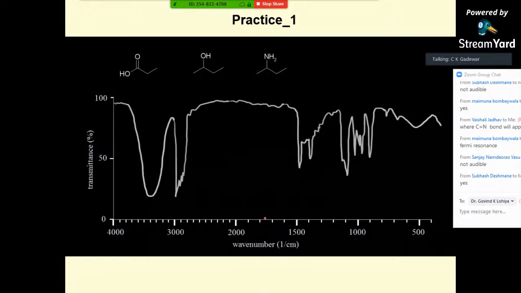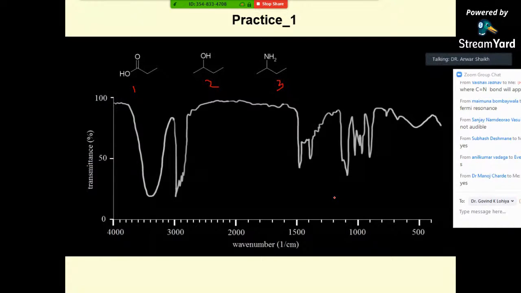Continue. Yeah. So here, let us have some examples. Now we have a spectra here, and for example, I'm giving 1, 2, and 3. Three compounds are there. Can you tell me which compound this spectra probably relates to? 1, 2, or 3? Quickly tell me.